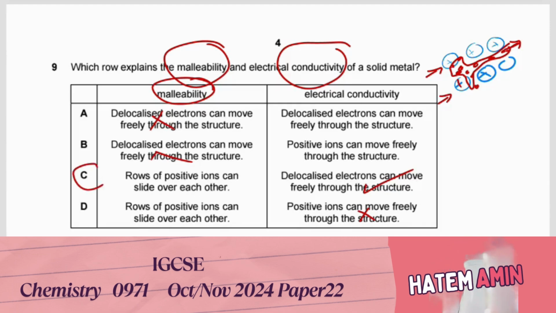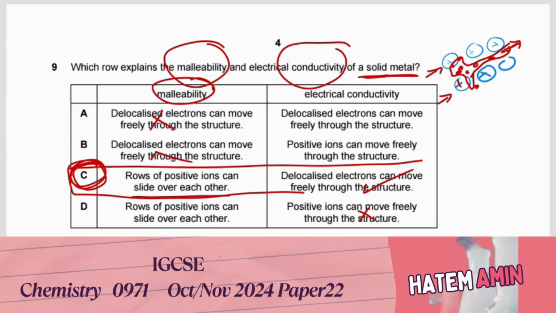The correct answer here is C, as it has both options for malleability and electrical conductivity suitable to describe the solid metal. Rows of positive ions can slide over each other, and delocalized electrons can move freely through the structure. So the correct answer here is C.